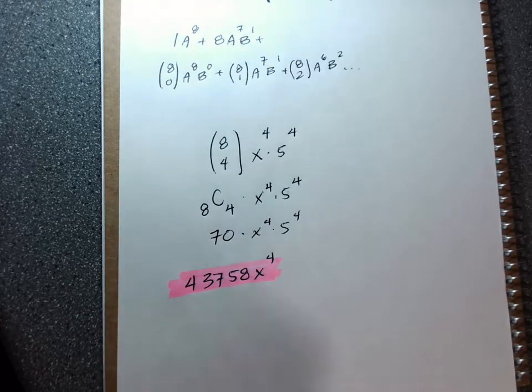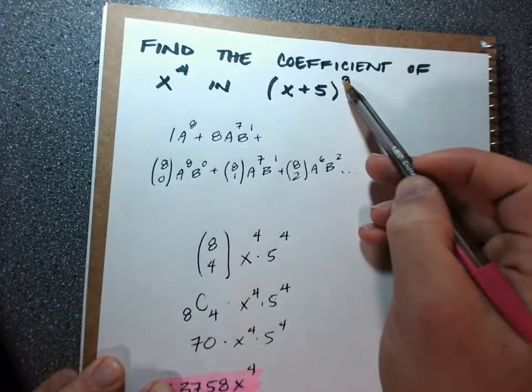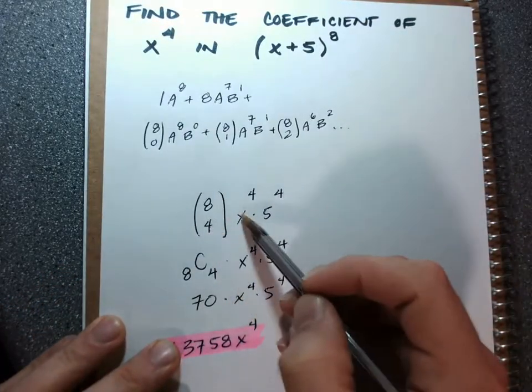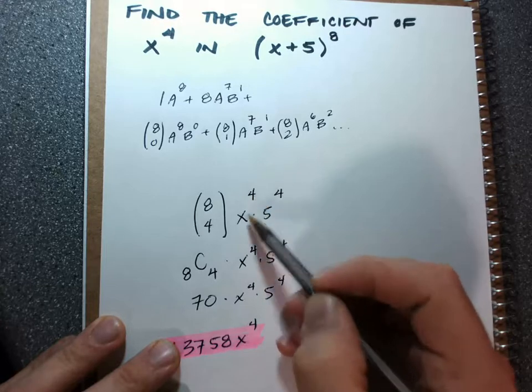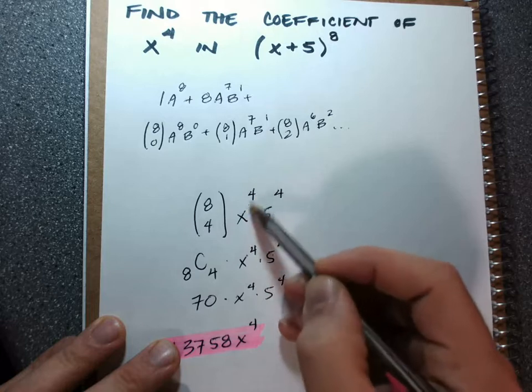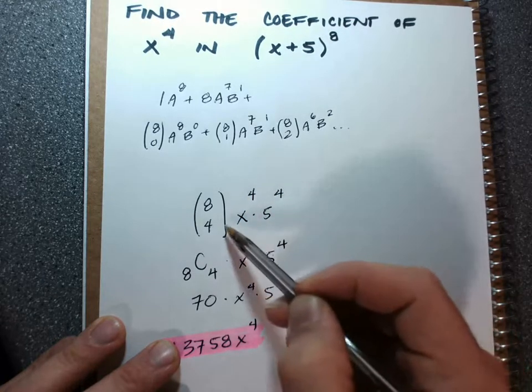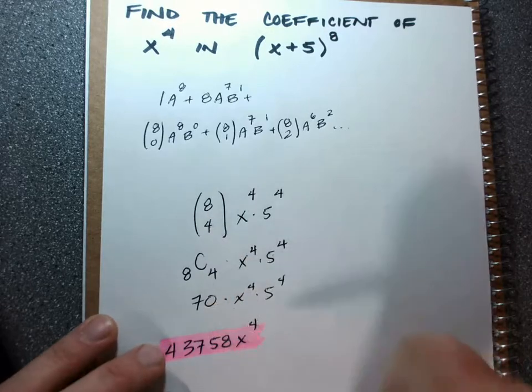Just to recap here, 8 because of the exponent, and then we knew that this was going to be a and b, and that the a, which is x, had to be to the fourth, and they add up to 8. So then once I put that here, then I knew this was 4, and I calculated that number.